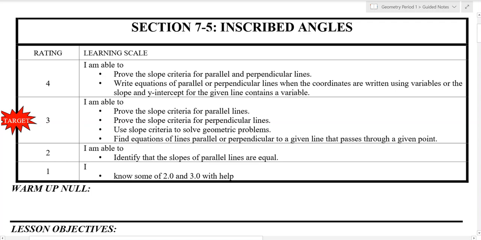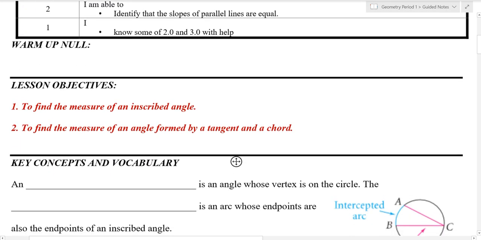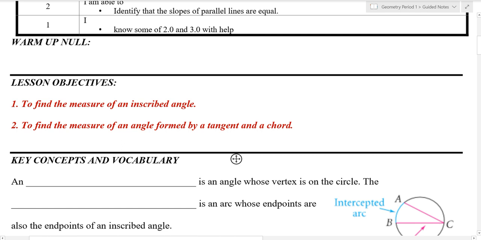Section 7.5, the inscribed angles. So let's take a look at our lesson objectives here. We start by finding the measure of an inscribed angle, and to find the measure of an angle formed by a tangent and a chord.